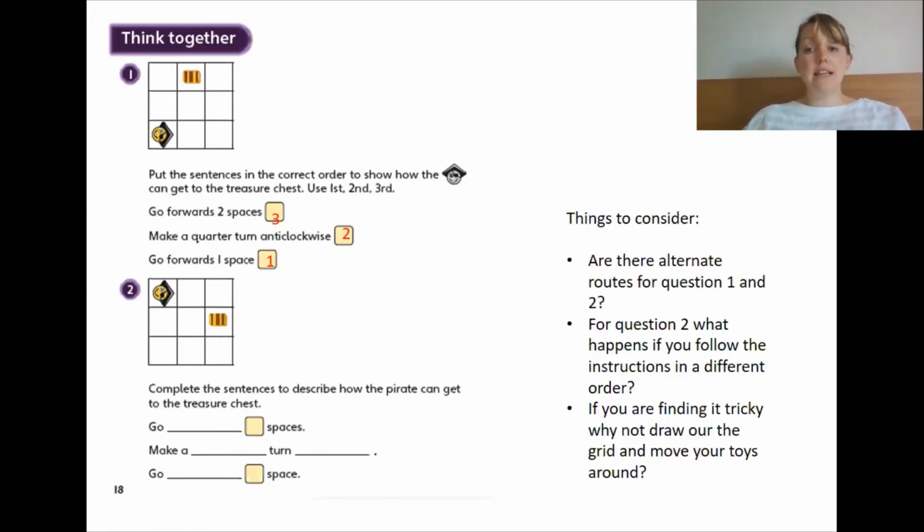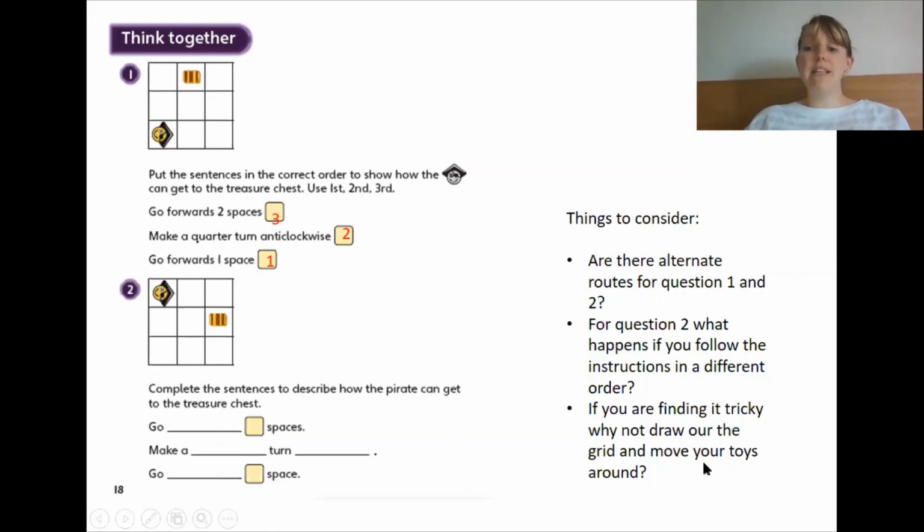Now, the things that I'd like you to consider are, are there alternate routes for question 1 and question 2? So we know that we've followed the guidance here to get the pirate to the treasure chest, but is there a different way? For question 2, what would happen if you followed these instructions in a different order? Would the pirate still get to the treasure?